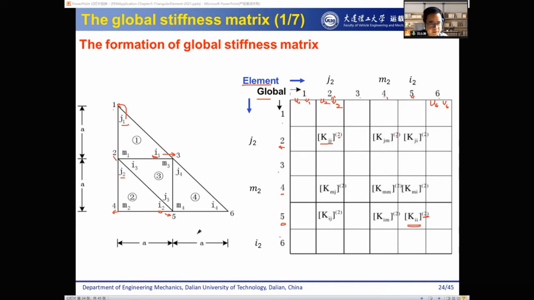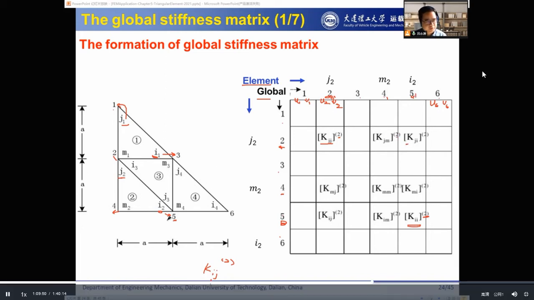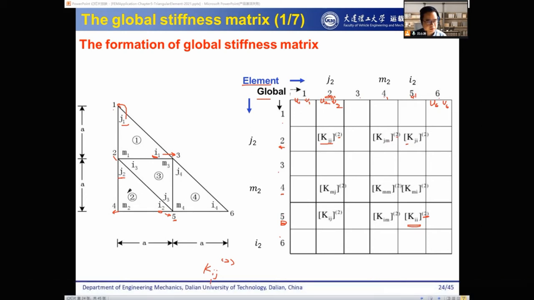Then how about KIJ, also for element 2? Because I corresponds to 5 and J corresponds to 2, KIJ will be in row 5 and column 2. And then KJI will be in row 2 and column 5. So in principle, you just use those correspondences, then you can manage to put the element components into this big matrix.